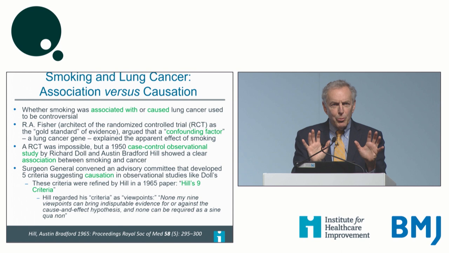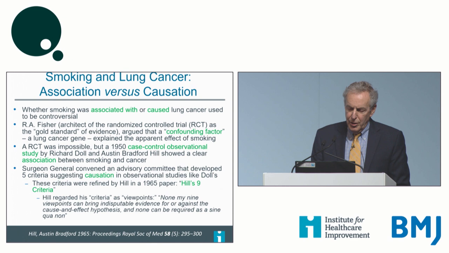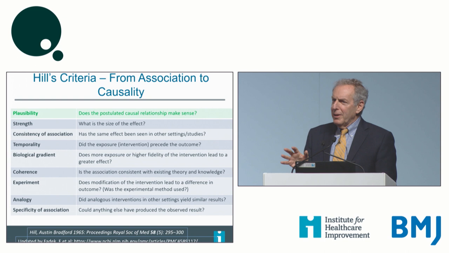Remember, we don't do molecular microbiology and whole genome sequencing in improvement. So using these kinds of helpers in moving from association to causality is really important in our work. And here they are, and I'm just going to read them through. And again, they're all posted, but these aren't rocket science. You're going to recognize these as being very logical. Plausibility: does the postulated causal relationship make sense?